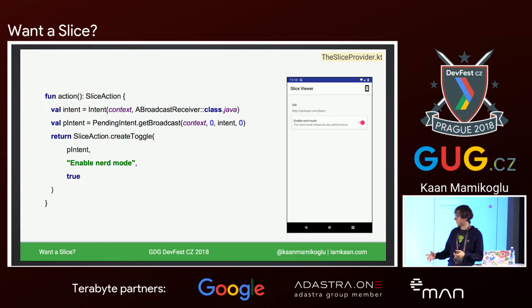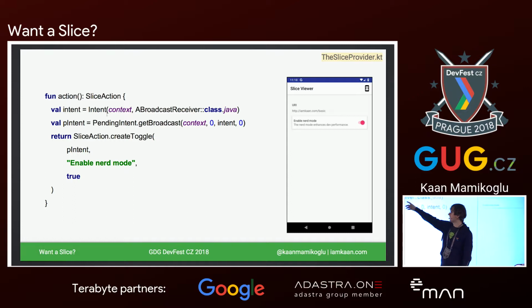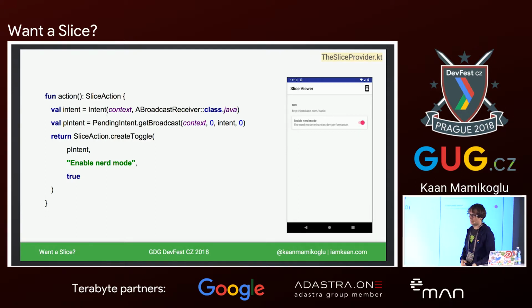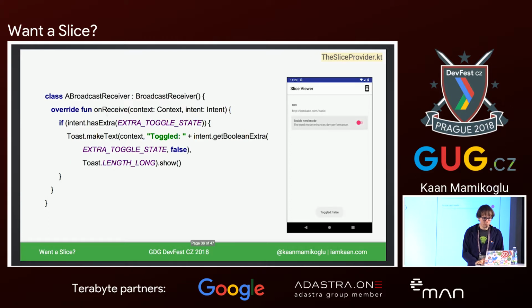The difference between this slide and the previous one is that we now pass a broadcast receiver instead of an activity. So we are going to actually do something with this now. It doesn't just open the app. It actually doesn't open the app at all. Once you click on it, we have a toast. We just display a toast, which shows the state of the toggle.